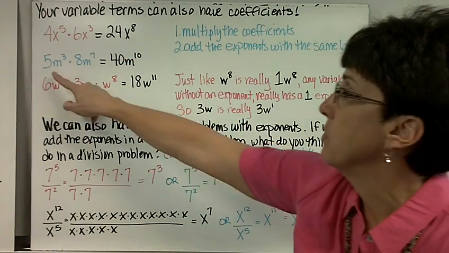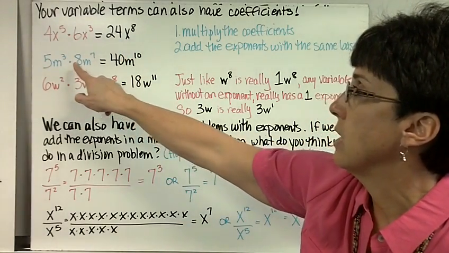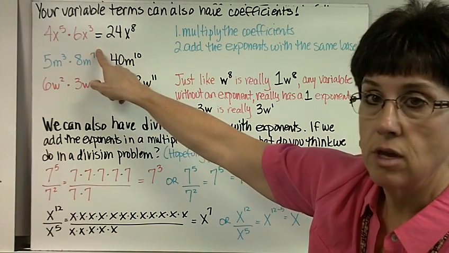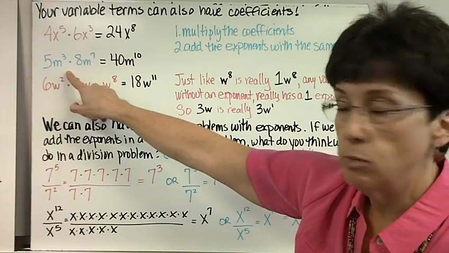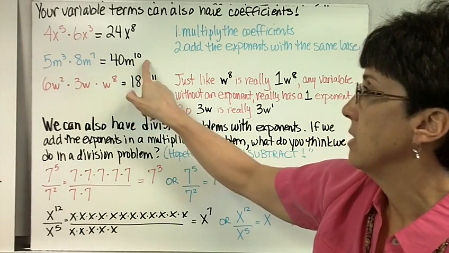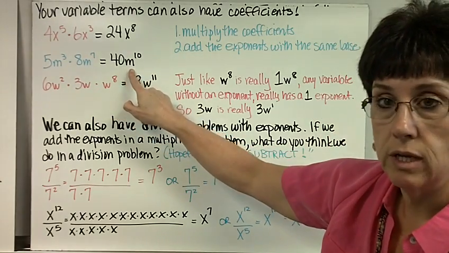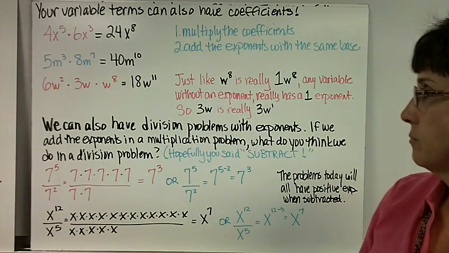Here's another example. 5m to the 3rd times 8m to the 7th. We do 5 times 8 is 40, and then add the exponents. 3 plus 7 is 10, so it equals 40m to the 10th.